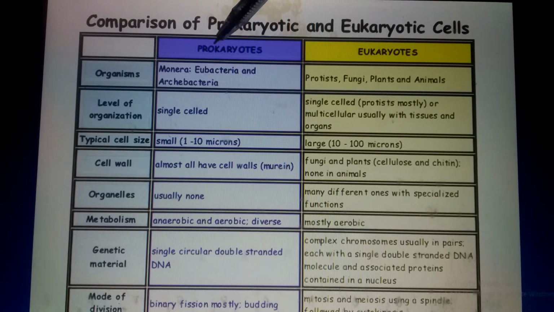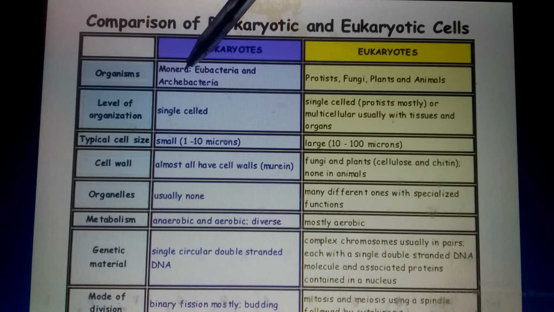Organisms in this case, in prokaryotes, they are unicellular. They include archaea, bacteria and eubacteria. And eukaryotes include fungi, plants, animals, protists, all living organisms included in this. But specifically, the eubacteria and archaea are included in the prokaryotes.